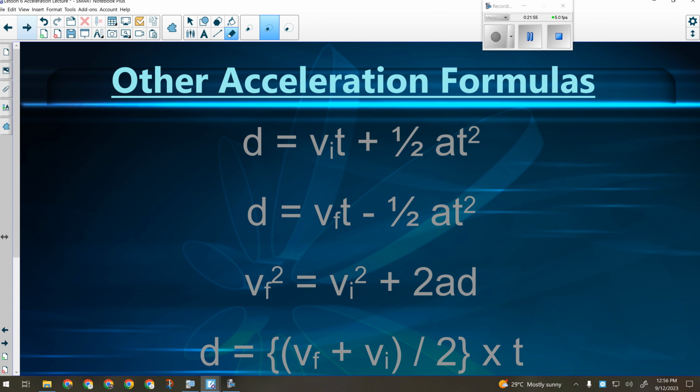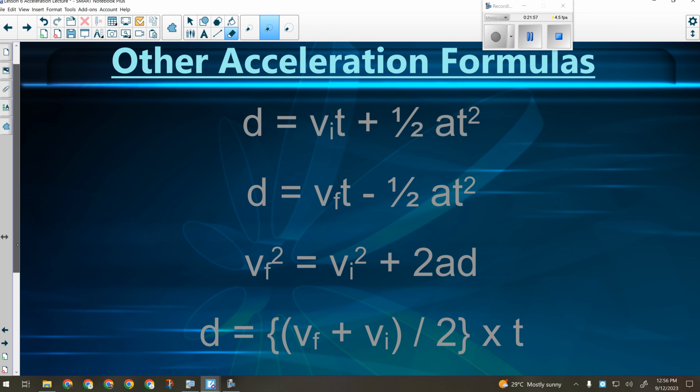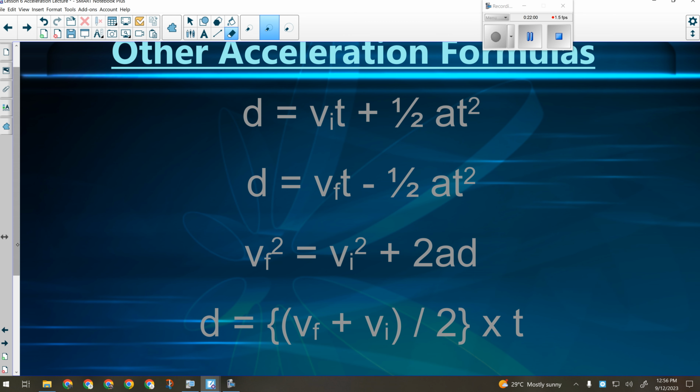So these are your other acceleration formulas that we're going to use. You don't have to write them down because they're on your formula sheet. But these are the other 4 acceleration formulas. Now these two are also derived from your velocity versus time graph, and I'll show you how.